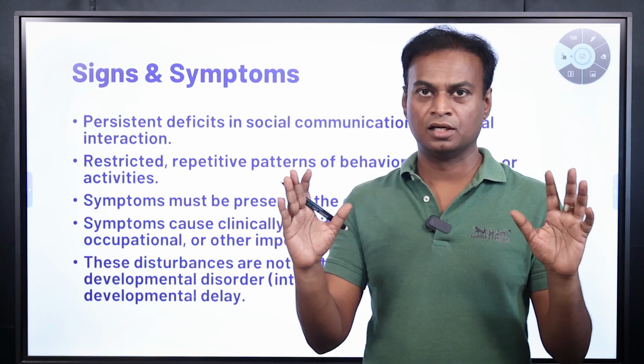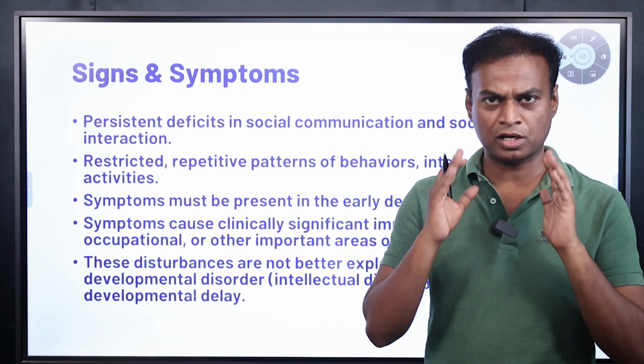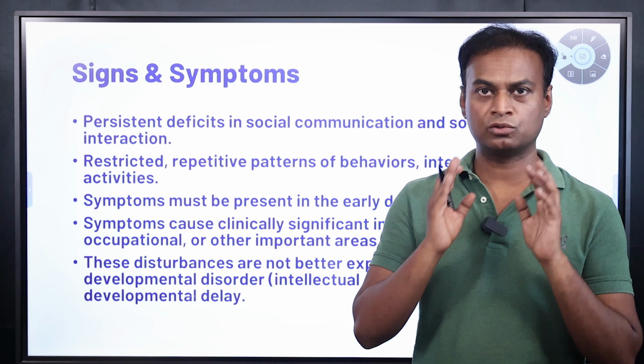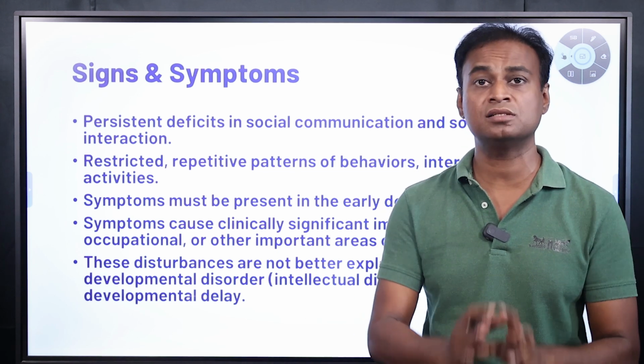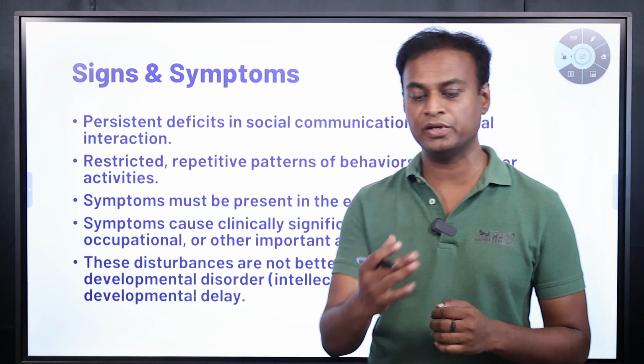If she is seeing everything from the window, right? If you go into a different route, she will not accept it. You have to go in the same route, and you have to give the same dish at the same place every day. So such are the rigid ideas or rigid behaviors they have.